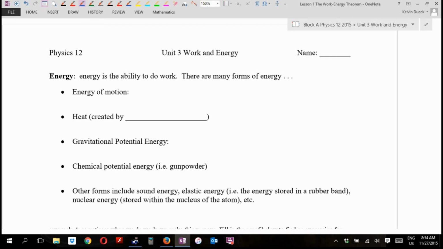Suppose I threw this right at his face. When it hit his face, could it apply a force over a distance? Could it do work? Does it have energy? The answer to all of those is yes. What do we call the energy of moving objects? Does anybody remember from last year? Kinetic. So the energy of motion, you can write here kinetic energy.